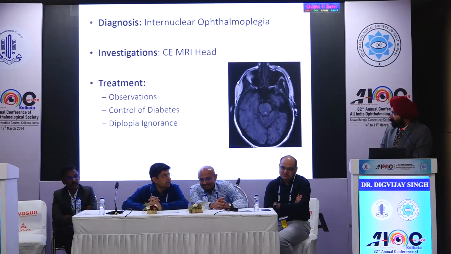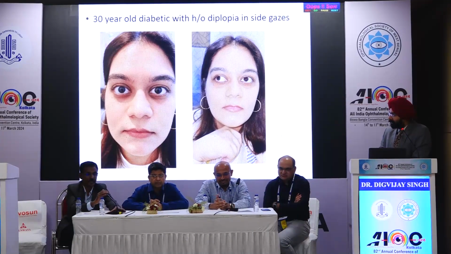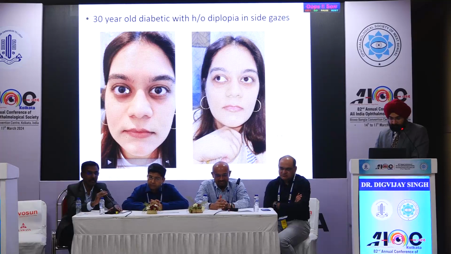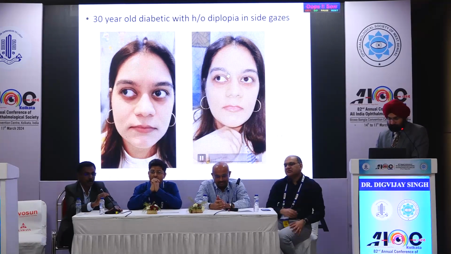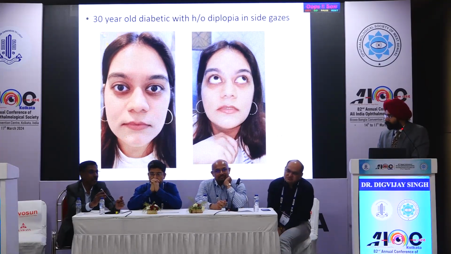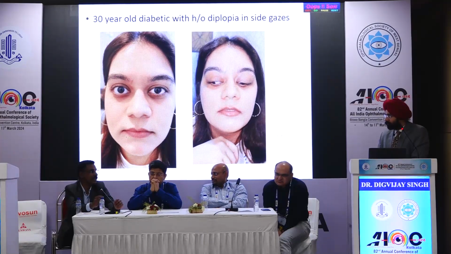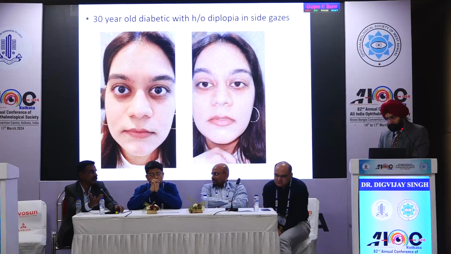So how would you, Dr. Mahesh, what would you do next to evaluate something that looks like this? Yeah, so she's a young patient and it's a bilateral internuclear ophthalmoplegia. By teaching, we think that usually it could be a demyelination in a young patient if it is bilateral, but in any case we need an MRI, as has been rightly done.